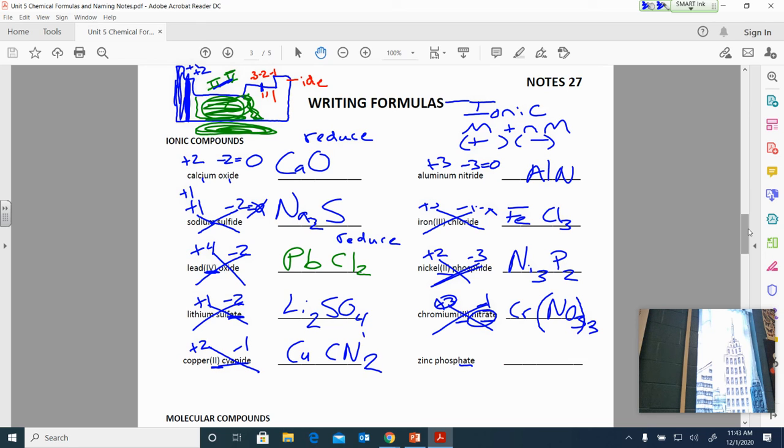So I'm going to have to cross the 2 down to cyanide. Remember, I don't want 2 nitrogens. I want 2 whole cyanides. And then the 1 crosses down to copper. I don't have to write the 1. There you go. Cu, parentheses, CN, close parentheses, 2.